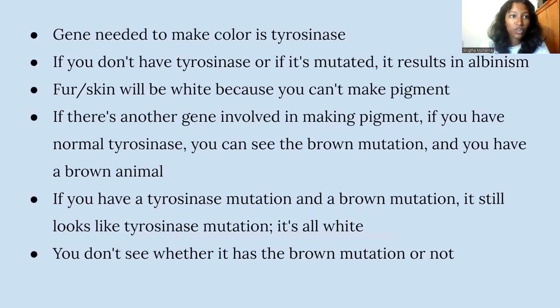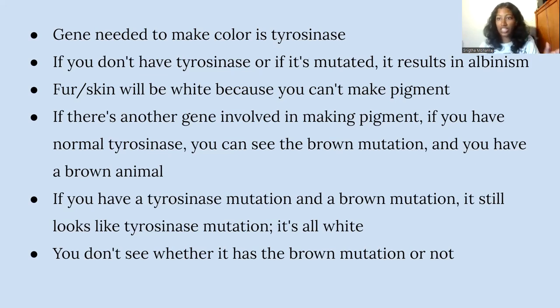So here's another example, just in words. The gene needed to make color is called tyrosinase. And if you don't have tyrosinase or if it's mutated, it results in albinism. And this will basically mean that your fur or skin will be white because you can't make pigment. But if there's another gene involved in making pigment and you have normal tyrosinase, you can see the brown mutation, you have a brown animal, so you can see that expression of color. But if you have a tyrosinase mutation and a brown mutation, it still looks like a tyrosinase mutation. It's all white. So you don't even see this brown expression at all. So you won't see if it has the brown mutation or not.